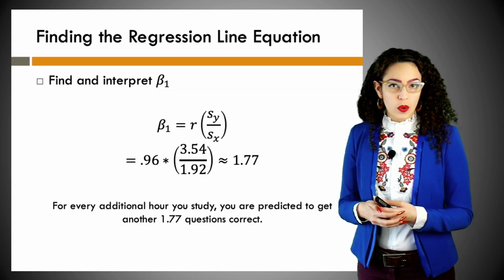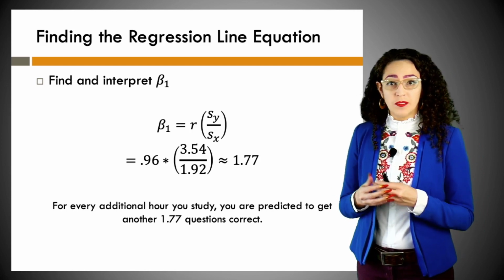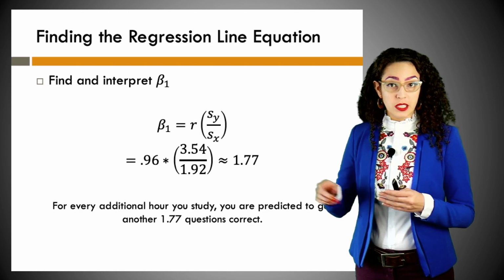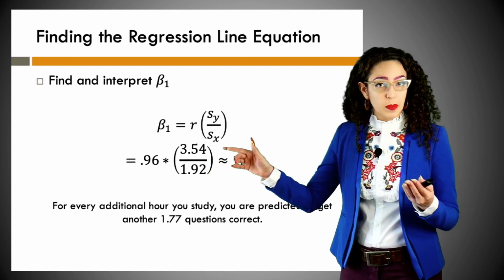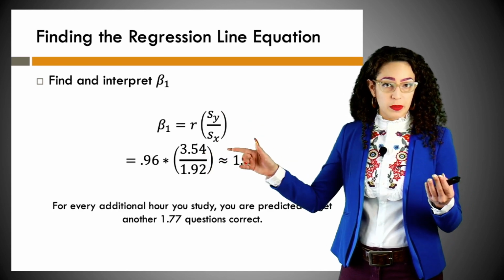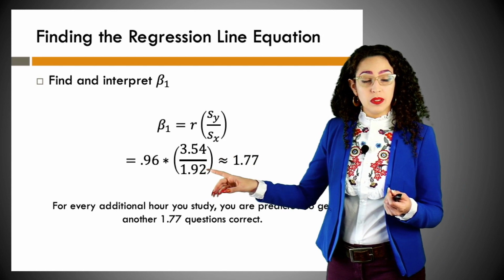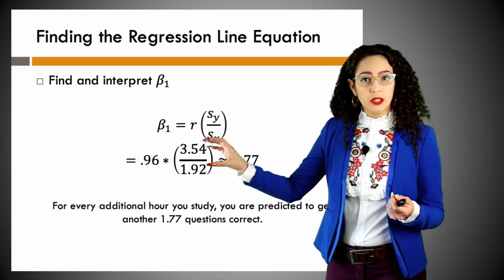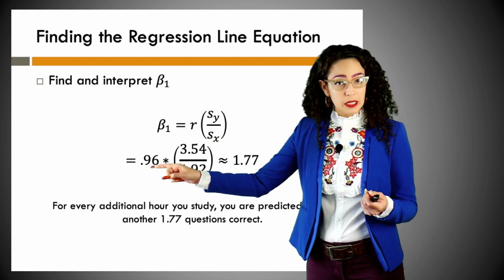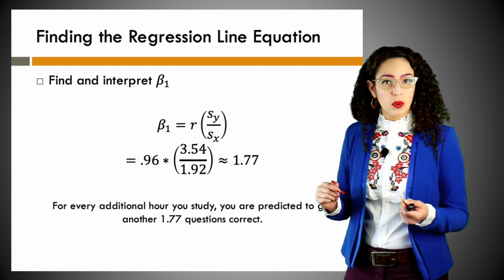So let's go and find the slope, or that beta 1 coefficient. The first things we need are the standard deviations for y, which is 3.54. That's the standard deviation in the response variable, or the number of questions that people are answering correctly. Then we have the standard deviation for the number of hours that people were studying, 1.92. We multiply that by the correlation between x and y, which was 0.96, and we end up with about 1.77.